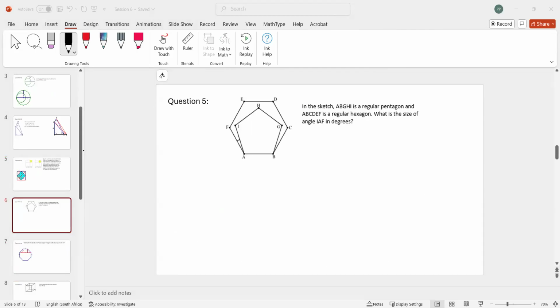We go on to question 5. In the sketch, A, B, G, H, I, so you've got this outside one is a regular pentagon. It's a 5-sided figure. And A, B, C, D, E, F is a regular hexagon. So this is a 6-sided figure, as you can see. And the question is, what is the size of angle IAF in degrees?